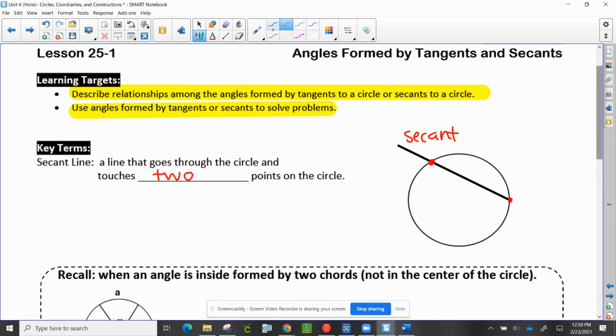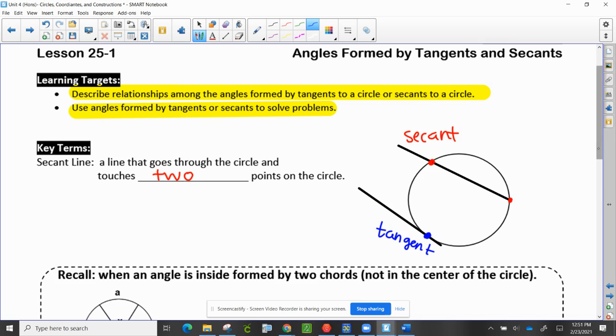Now don't forget, we've already learned about tangent lines before. Remember, a tangent line only touches 1 point on the circle, so something like this. If it touches at 1 point, we call that our point of tangency. So that is an example of a tangent line.